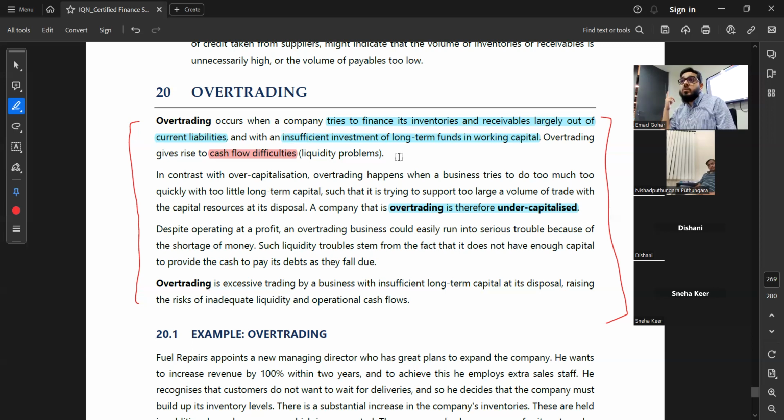Around 100,000. I checked my bank account, 1,000. I checked my customers from whom I am to recover the money, 5,000. Inventory in the warehouse, 50,000. How much do I have to pay the supplier? 100,000. From where will I pay? This is called undercapitalization. This is called overtrading.